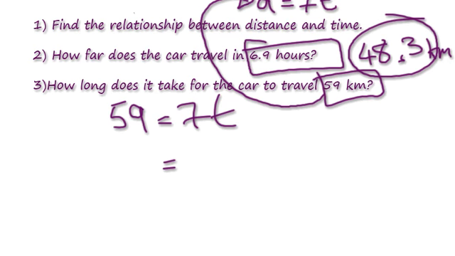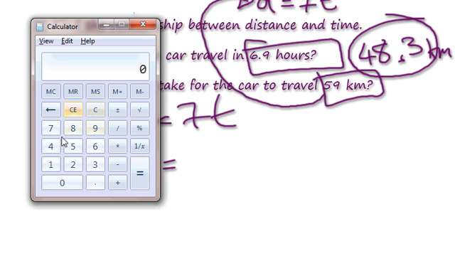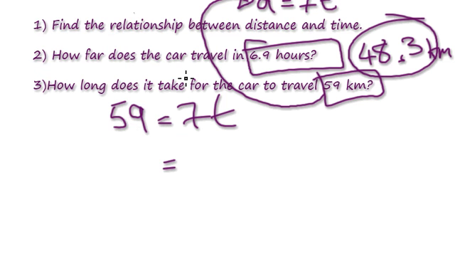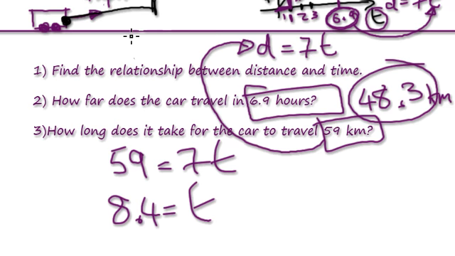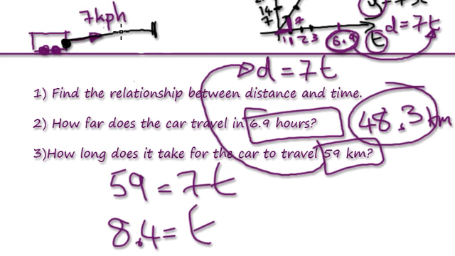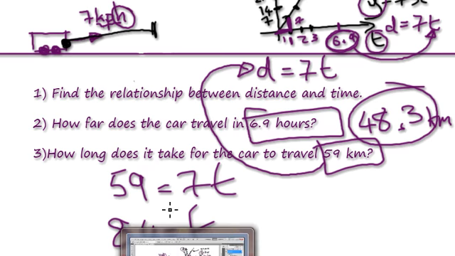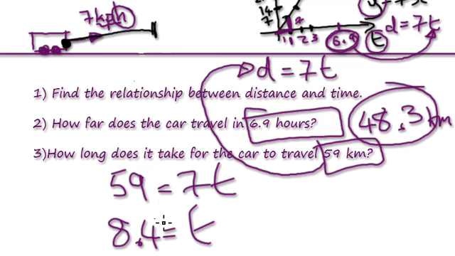Calculator: 59 divided by 7 equals 8.4. Let's just round off to 8.4. So t here equals 8.4. 8.4 what? Bananas, oranges? Well, the speed here is given as 7 kilometers per hour, so the time here is 8.4 hours.